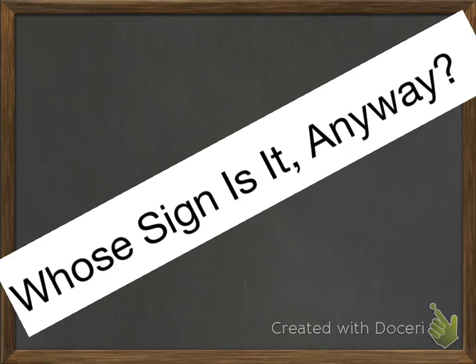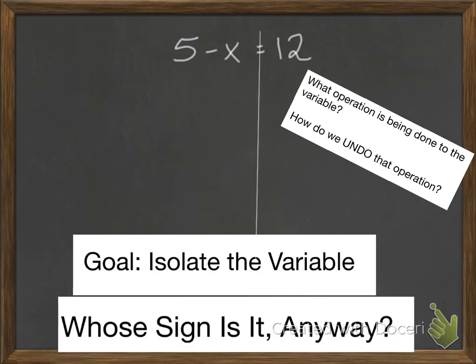Whose sign is it anyway? Let's look at some unusual equations and see if we can solve them. Here we have 5 minus x equals 12. Remember, our goal is to always isolate the variable. In other words, we want to get the x all by itself on one side of the equation. Some helpful questions that we can ask ourselves are, what operation or operations are being done to the variable, and how do we undo them?